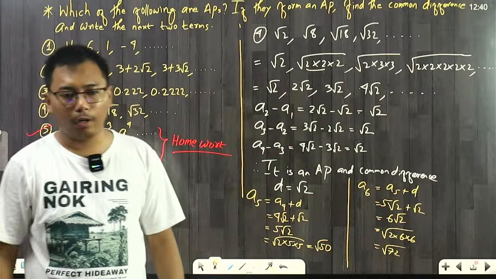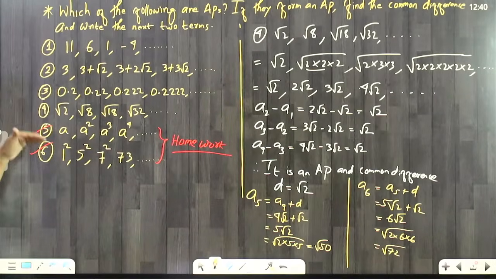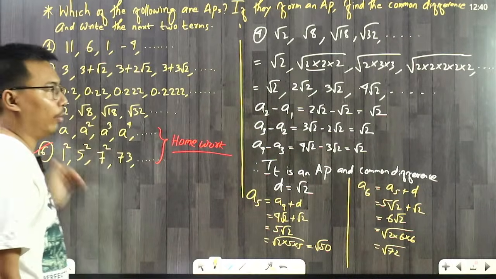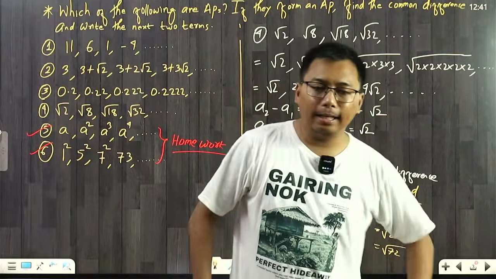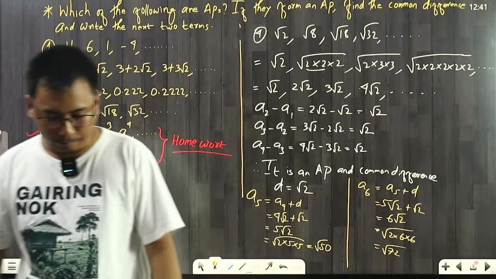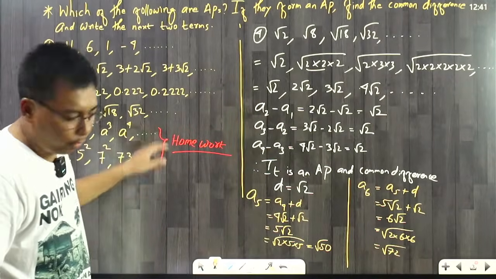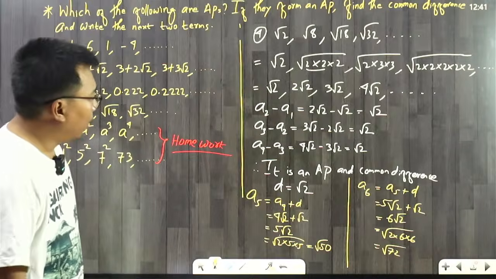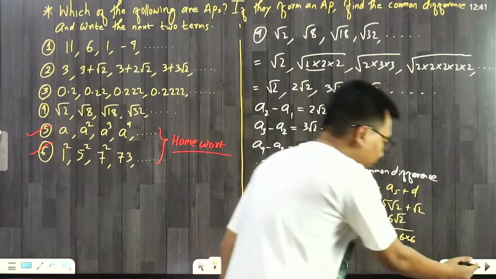Now the next two questions, number 5 and number 6, do them at home, solve them, and when you are done, you can write down the answer in the comment section. All right, let's move on.